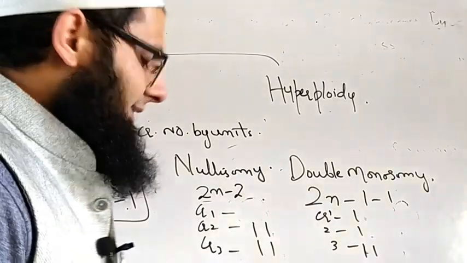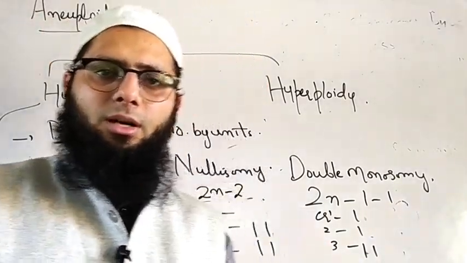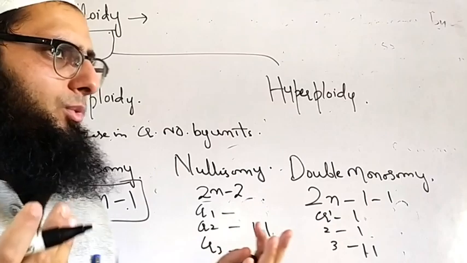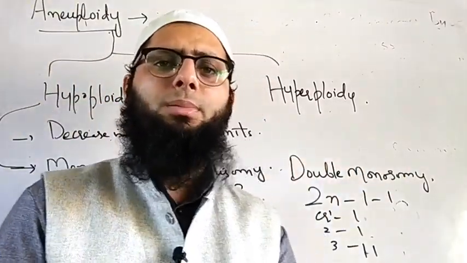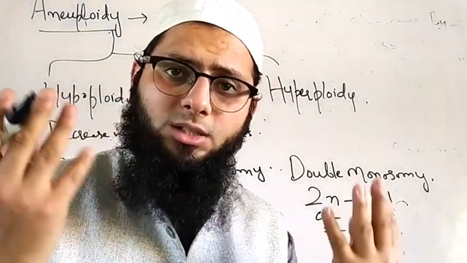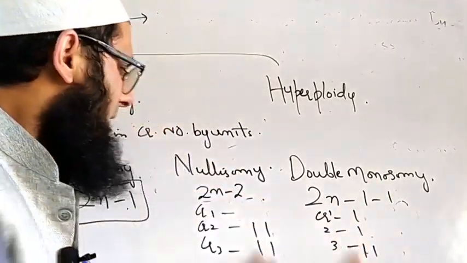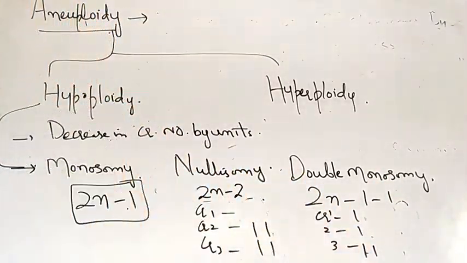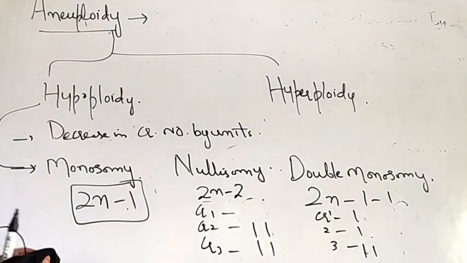Sometimes the examination will ask which type of aneuploidy is one where we are losing 2 chromosomes, but the 2 chromosomes are homologous. We are losing 1 homologous pair. That means it is nullisomy. Okay, let's see the examples.